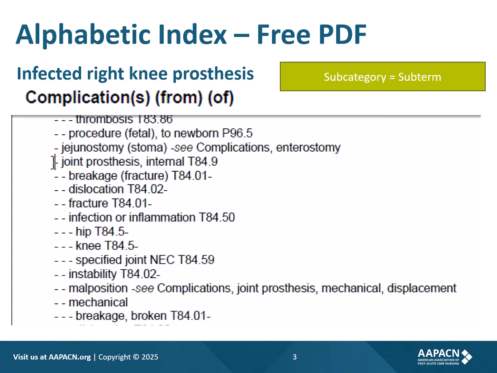So we've scrolled down, we've got joint prosthesis internal. We know a little bit more information. We know it's an infection. So then that brings us down to infection or inflammation, and we know that it's a knee. So then that's going to bring us to knee prosthesis. And that'll be our starting point, T84.5, when we go to look that up in the tabular list.